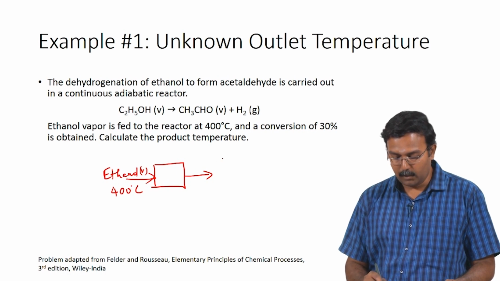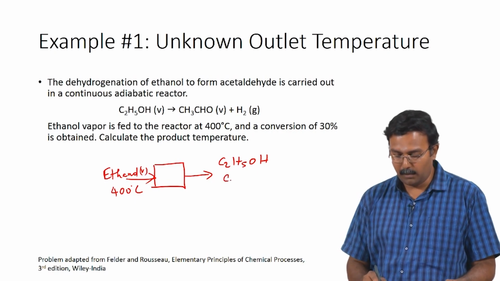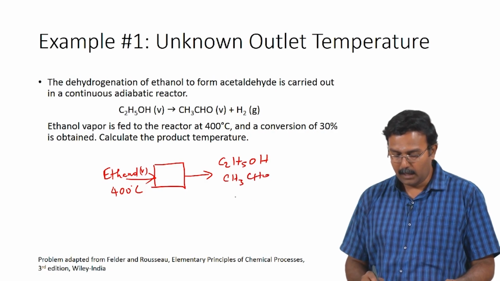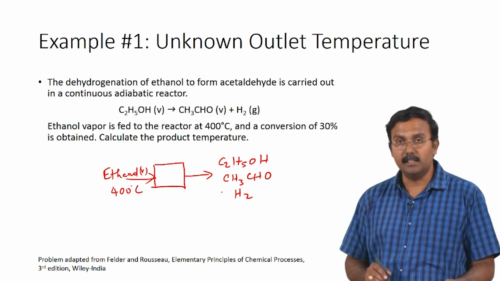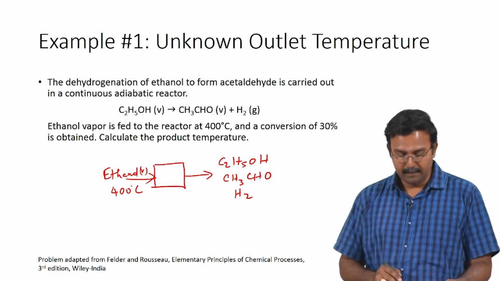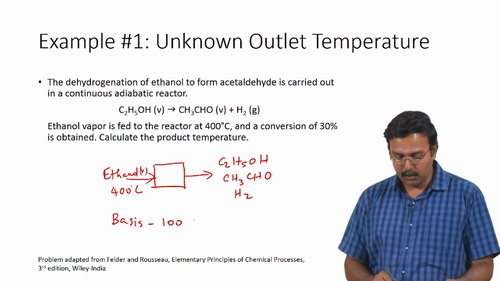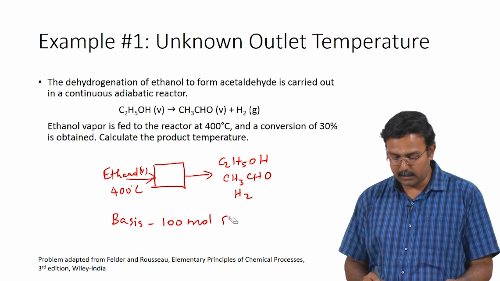So you would have ethanol which is C2H5OH and you will also have the acetaldehyde which has been formed, CH3CHO, and hydrogen which has been formed. So all these components will actually be leaving the system. We now need to identify the molar flow rates for each of these components. So let us assume a basis for performing these simple material balances. So, we will assume that 100 moles of ethanol is actually entering the system.